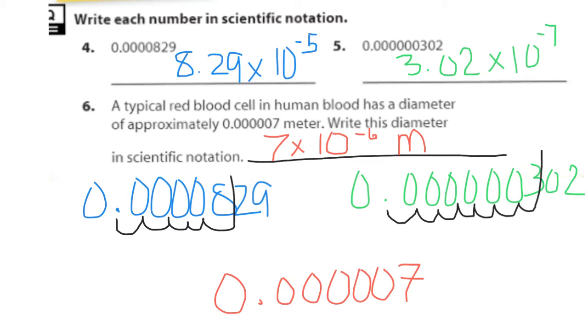Okay, and so for the last one, number 6, I went 1, 2, 3, 4, 5, 6 spaces. So that left just a 7 with nothing after it. There's nothing after the 7. Times 10 to the 6th power, 6 spaces. This was smaller than 1, and that makes it negative. Hopefully you were successful.